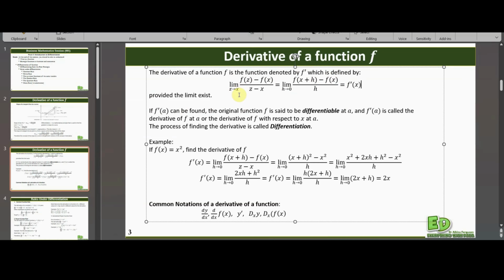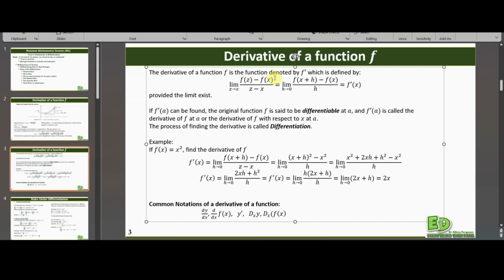Say f of x is equal to x squared. The function is given in terms of x. So we are just changing the values of a to x in the formula. So the limit as z approaches x, we say f of z minus f of x.